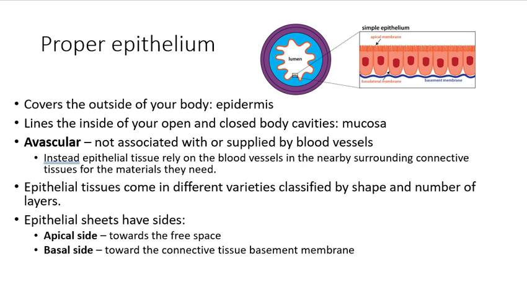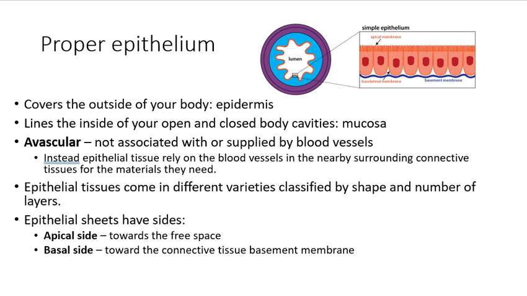There's different varieties, there's shape and number of layers classifications that we want to talk about in order to look at epithelial tissue better. But before we move on, we also want to talk about the orientation of proper epithelium. It's always in sheets with cells closely packed together, and these epithelial sheets have sides, or polarity. You have one side called the apical side. This is towards the free space. Another side, called the basal side, is toward the connective tissue basement membrane.